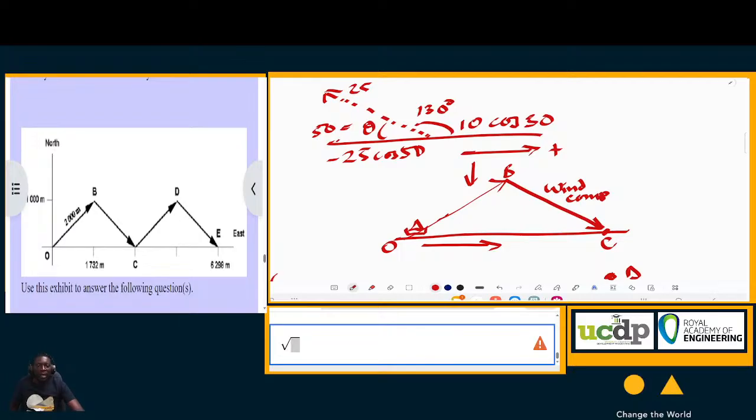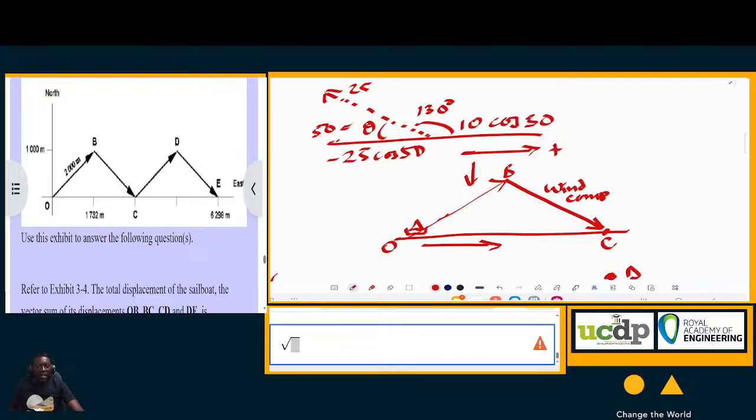But then, because of what we are given here, we have a displacement in the north of 1,000 meters and a displacement in the direction B of 2,000 meters. And we are not told what displacement that is from B to C. But then the boat continues again with the displacements, and we have a displacement to D, and we get to E at the end, which is 6,298 meters away from O.